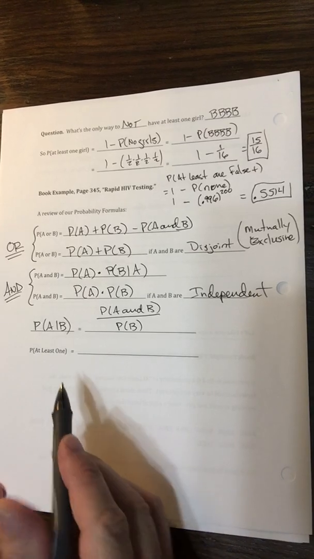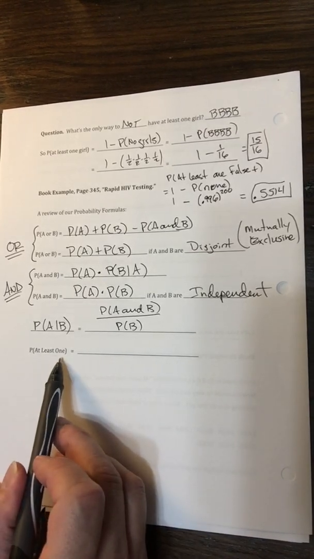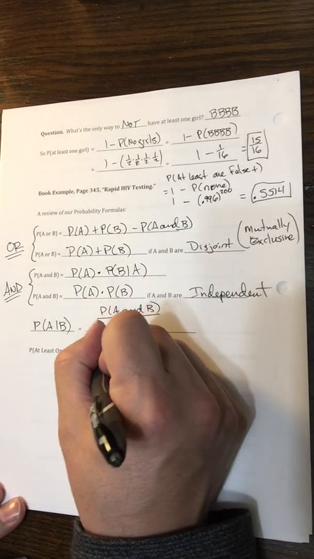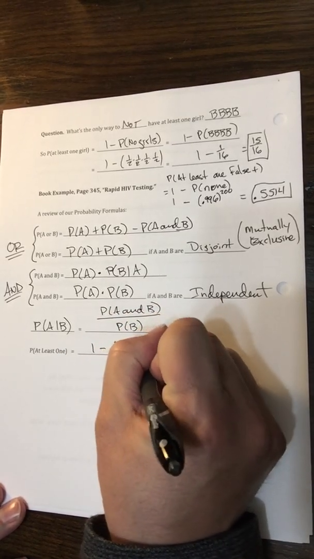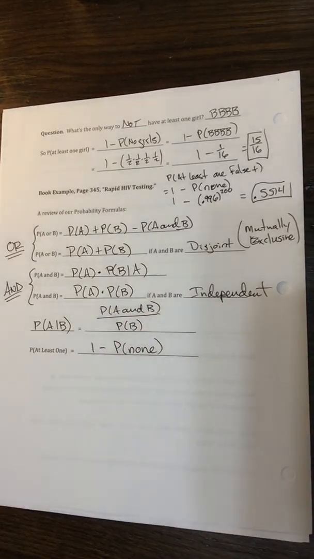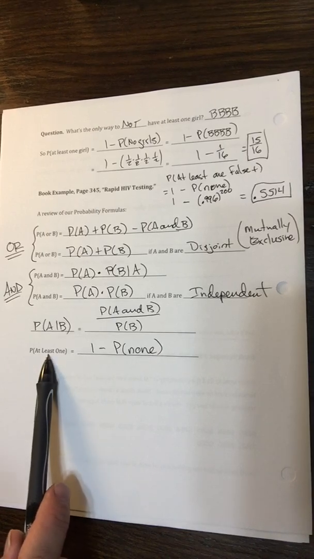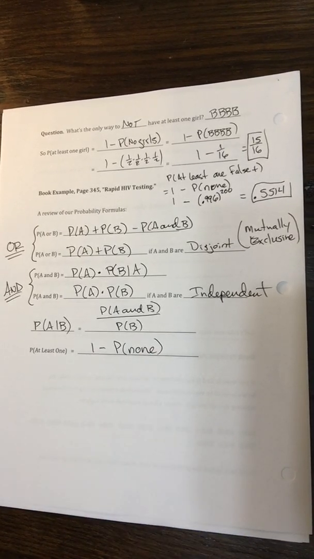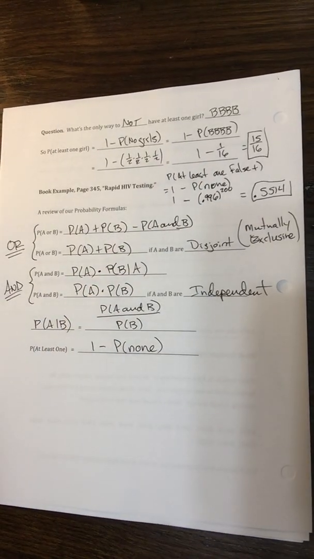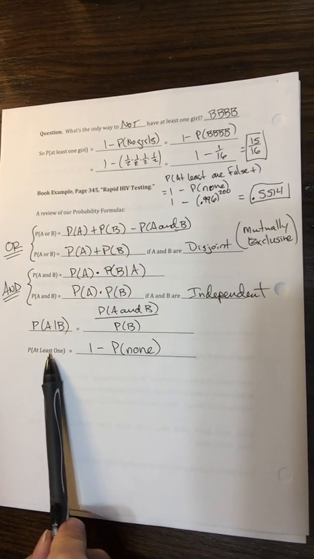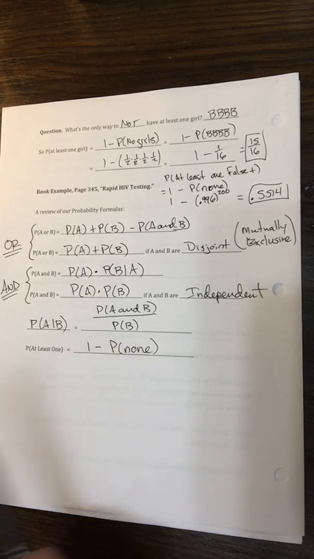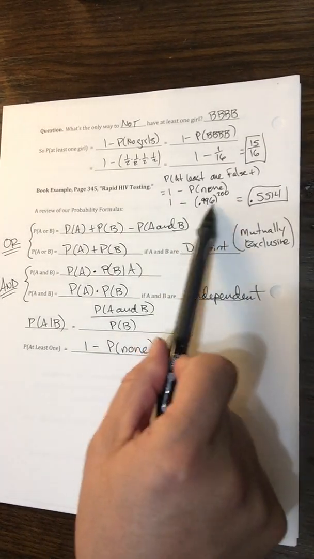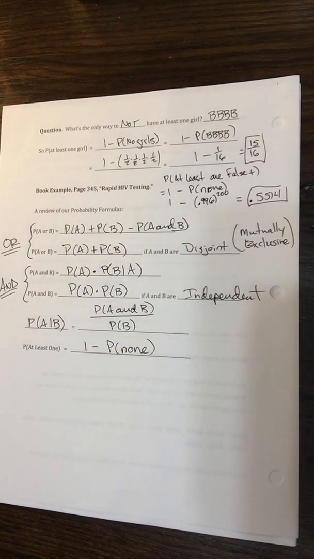And then here we have one more. So the probability of at least one, we've seen it twice today already, is 1 minus the probability of none. Did that with the probability of getting at least one girl out of 4 kids, 1 minus the probability of all 4 boys. And then we just did it here with the rapid test. The probability of at least one false positive is 1 minus the probability of no false positives. And that probability ended up being something to the 200th power. All right, next page.